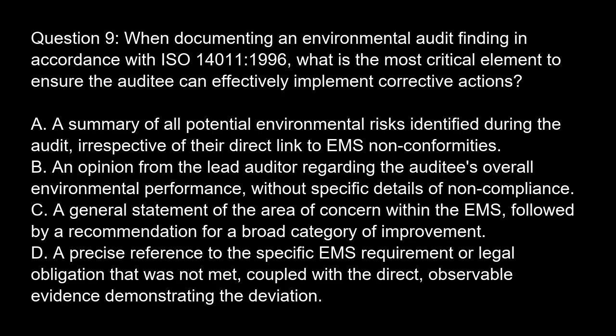Question 9. When documenting an environmental audit finding in accordance with ISO 14011-1996, what is the most critical element to ensure the auditee can effectively implement corrective actions? Option A. A summary of all potential environmental risks identified during the audit, irrespective of their direct link to EMS nonconformities. Option B. An opinion from the lead auditor regarding the auditee's overall environmental performance, without specific details of noncompliance. Option C. A general statement of the area of concern within the EMS, followed by a recommendation for a broad category of improvement. Option D.